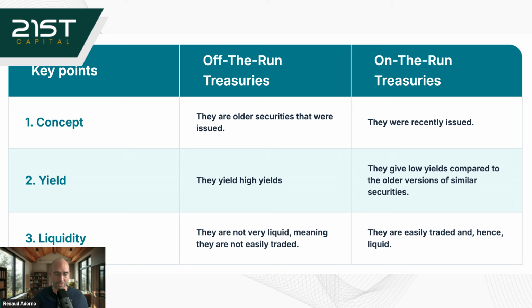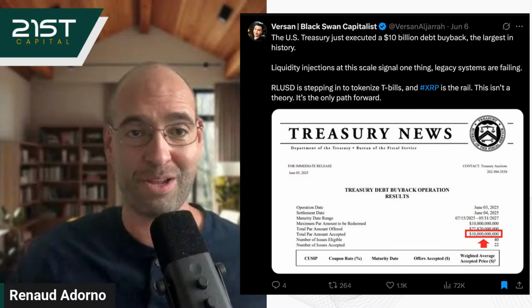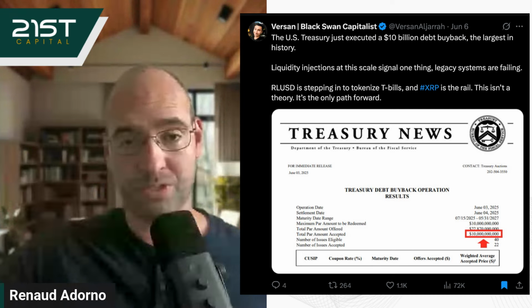And that's the problem. You need to have the most liquid asset you can possibly get with zero credit risk, which is exactly an on-the-run T-bill. So that's the very best. The idea behind the buyback is to replace the off-the-run treasuries with on-the-run treasuries to make sure that liquidity is actually fixed. Of course, $10 billion is not that big of a deal. It's the largest ever, but it's still a very small amount compared to the rest.